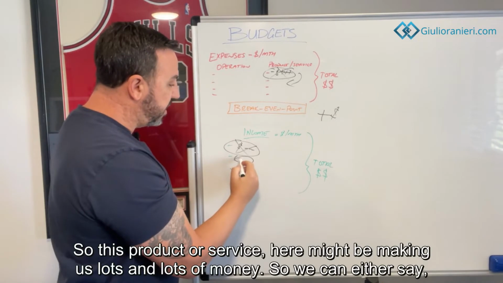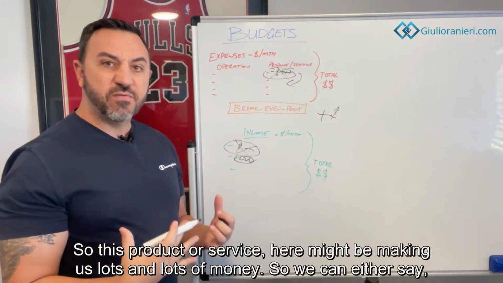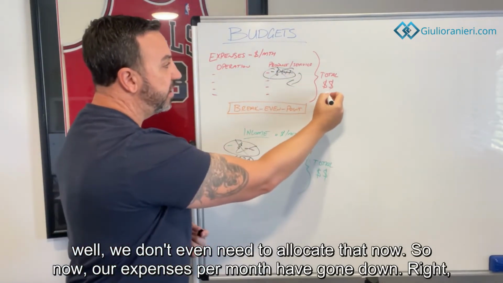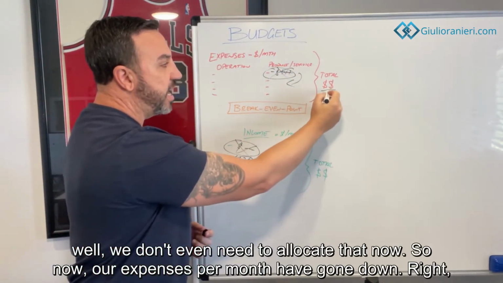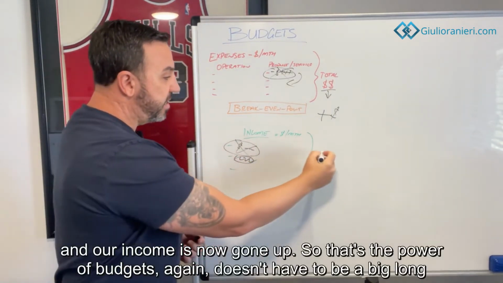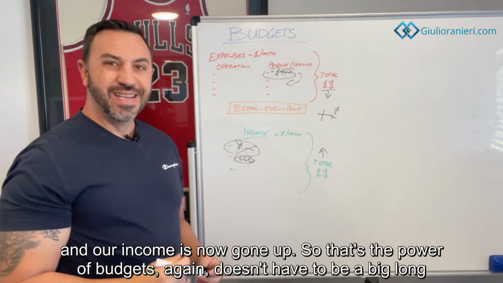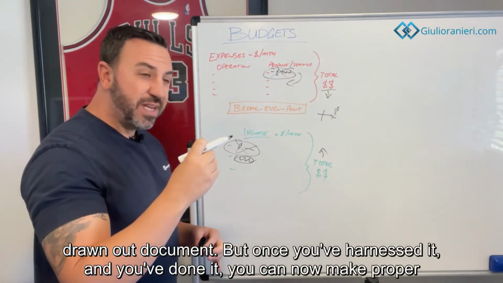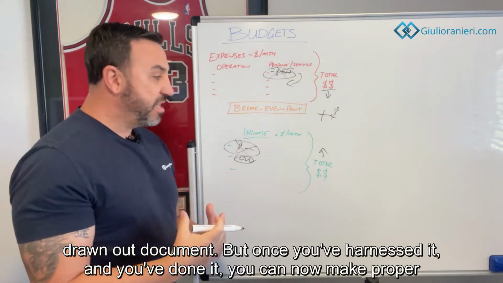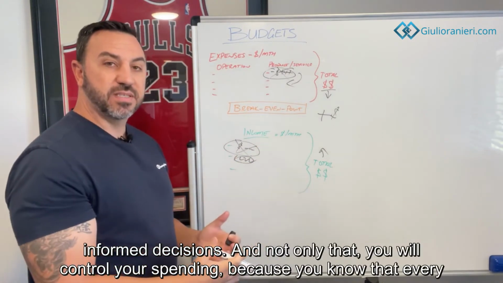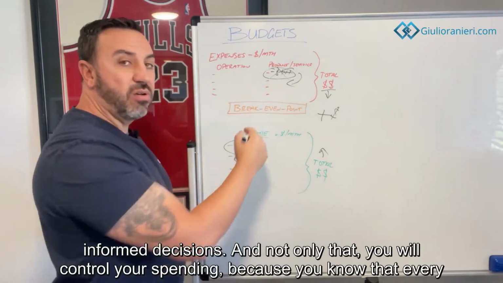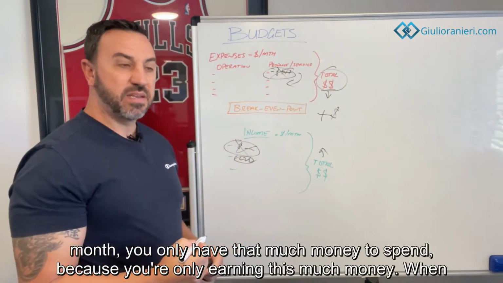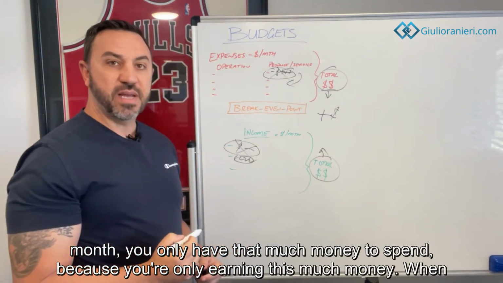So this product or service here might be making us lots and lots of money. So we can either say, well, we don't even need to allocate that now. So now our expenses per month have gone down, right? And our income has now gone up. So that's the power of budgets. Again, it doesn't have to be a big, long, drawn-out document, but once you've harnessed it and you've done it, you can now make proper informed decisions. And not only that, you will control your spending, because you know that every month you only have that much money to spend because you're only earning this much money.